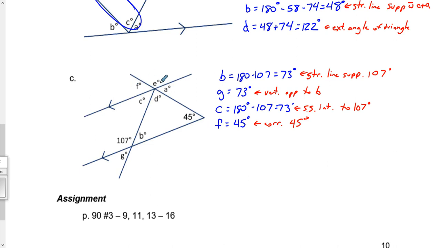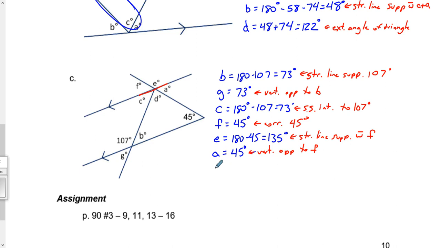See, I'll keep on going around. Well, angle E. Angle E, if I took 180 and subtract my 45, I get 135. Why am I doing that? Because it's a straight line. It's a straight line supplementary property with angle F. Let's go A next. There we go. That's actually right. It's vertically opposite to F. It's going to be 45. I could say it's alternate interior to the 45. Both perfectly fine. But it's vertically opposite to F and D.